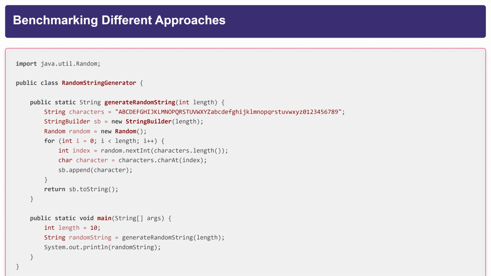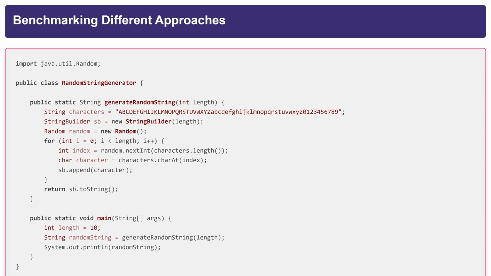Then, we create a Random object called random. In a loop, we generate a random index between 0 and the length of the character string. We use this index to get the corresponding character from the character string and append it to the sb object. Finally, we return the generated string by converting the sb object to a string using the toString method.